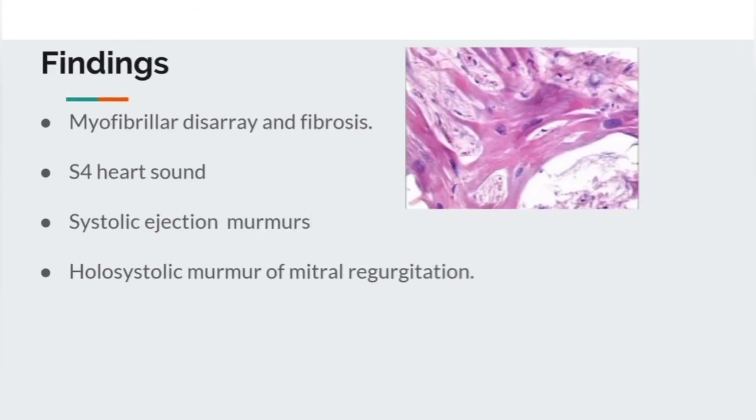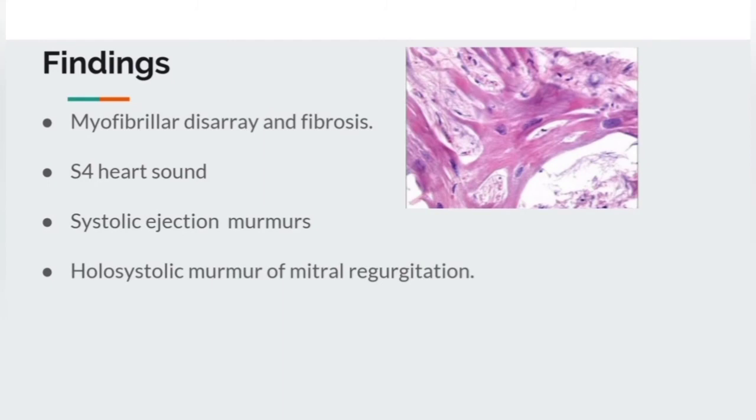The classical histological finding in this kind of cardiomyopathy is the myofibrillar disarray and fibrosis, where the fibrosed myocytes, as you can see here, with excessive branching run in a disorganized way. Normally we see that the myocytes of the heart run in a parallel and organized way.